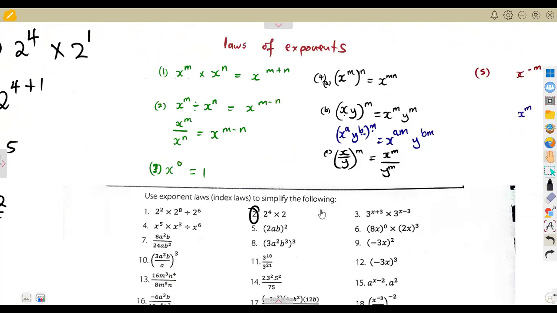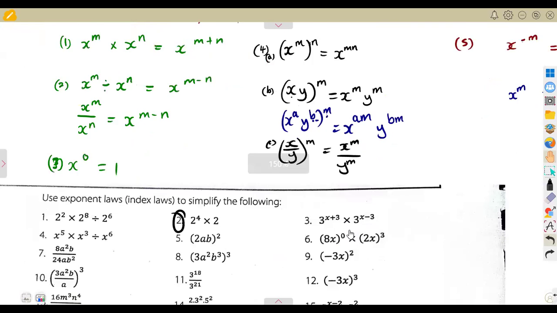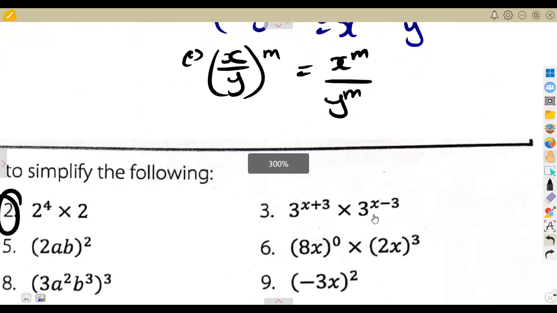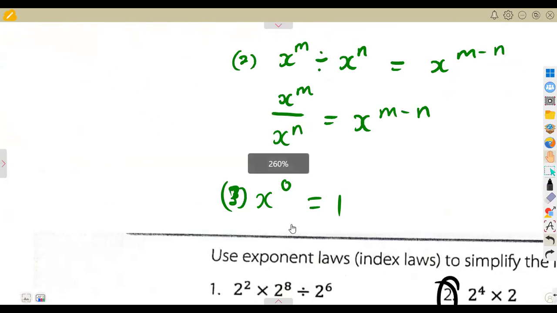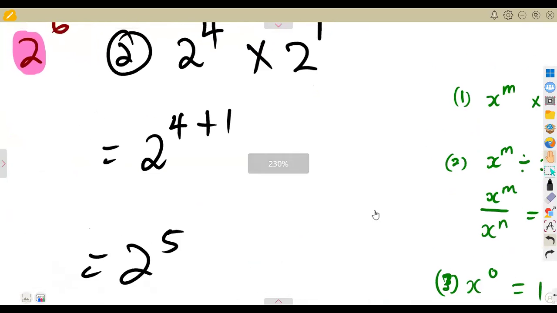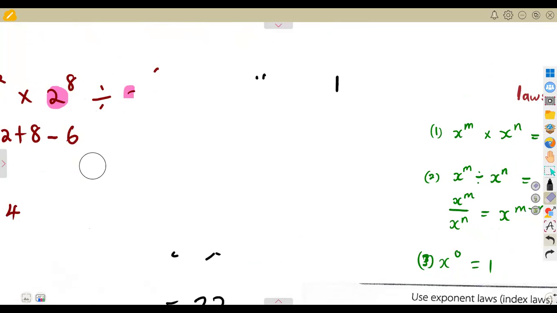All right, number 3, we are given 3 to the exponent of x plus 3 times 3 to the exponent of x minus 3. So this is what you're given on number 3. All right, so let us see this part here. I'm just going to try rewrite it here. Just hope it's going to be fine. Let me just move this part.